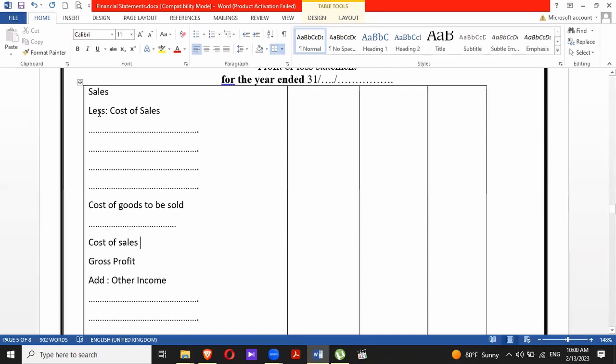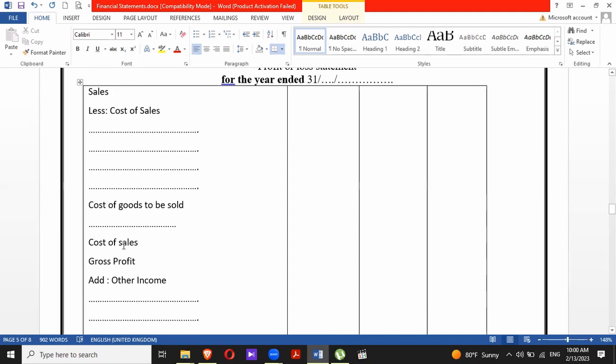First line sales, then less cost of sales. Then you have to leave some lines to write opening stock, purchases, and another 2 lines to write purchase related expenses. Altogether 4 lines should be there. Then the answer we call cost of goods to be sold. After that, leave 1 line to deduct closing stock. Then that answer we call cost of sales.